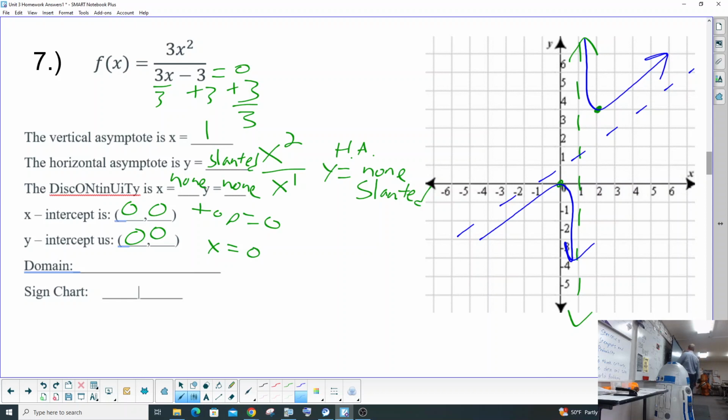Our domain, we're not going to do the range. And really not going to do sign chart either on that one, because that's just ridiculous. Let's ignore those two. I don't think they asked for it on the test. Domain is all real numbers, except for the vertical asymptote. So I guess you could say negative infinity to the vertical at 1, union with 1 to infinity. Sign chart, negative and then positive. And it changes at the vertical.